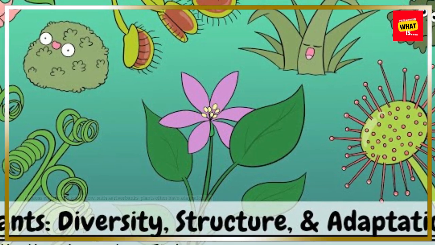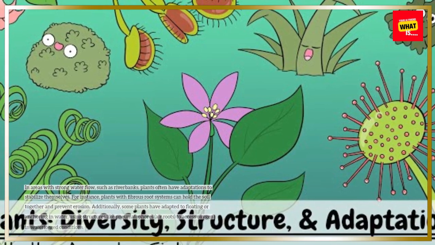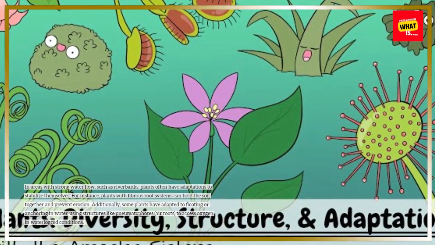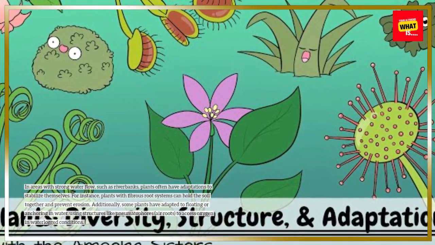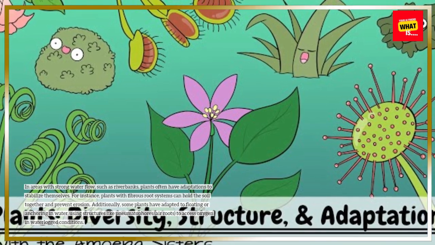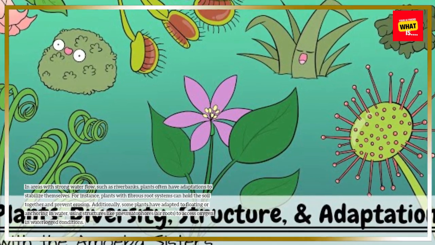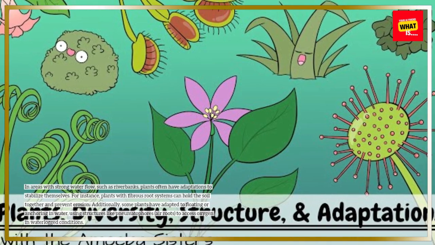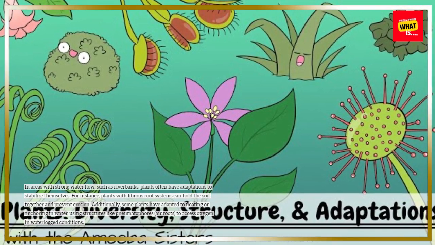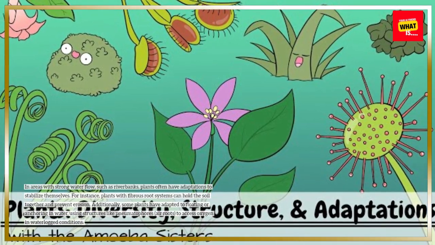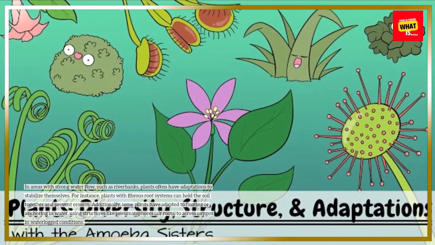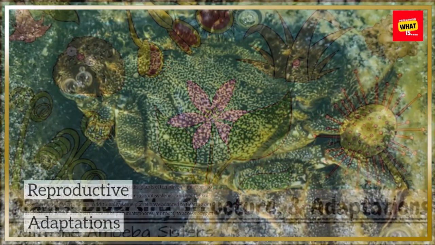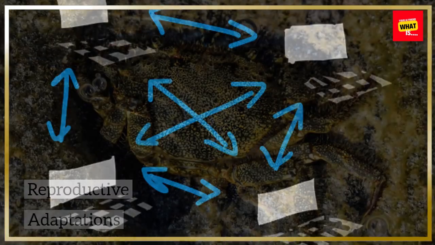In areas with strong water flow, such as riverbanks, plants often have adaptations to stabilize themselves. For instance, plants with fibrous root systems can hold the soil together and prevent erosion. Additionally, some plants have adapted to floating or anchoring in water, using structures like pneumatophores, air roots, to access oxygen in waterlogged conditions.